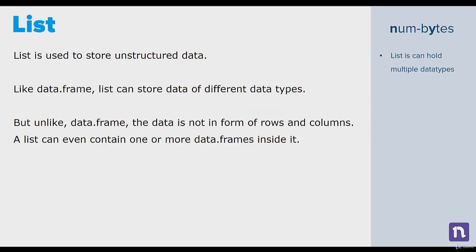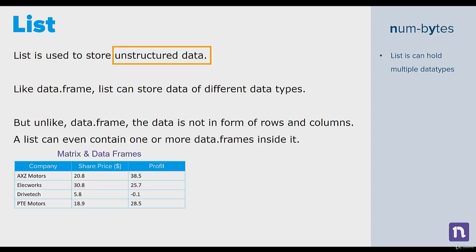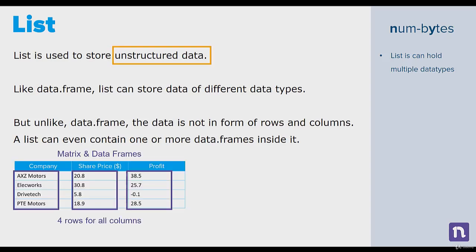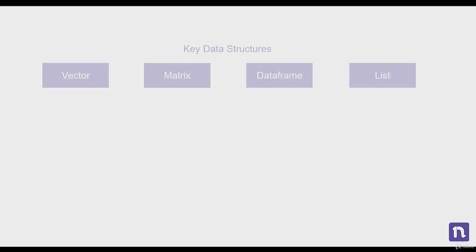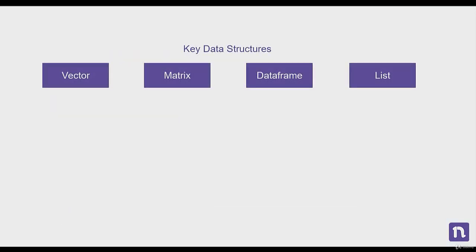Next to data frames, list is also very useful. It is used to store unstructured data. While in matrix and data frames, all the columns are expected to have the same number of rows, in a list you can put literally anything inside a list. You can even put a matrix, a vector, even another list inside a list. These are the four main data structures in R that come by default.